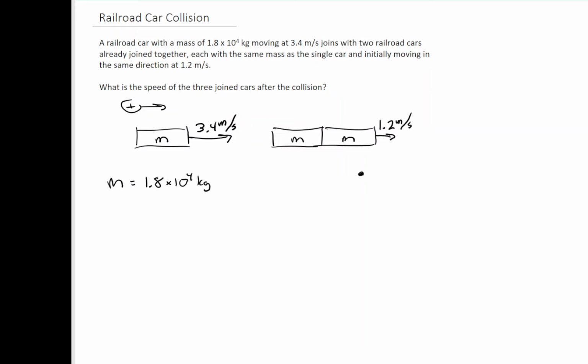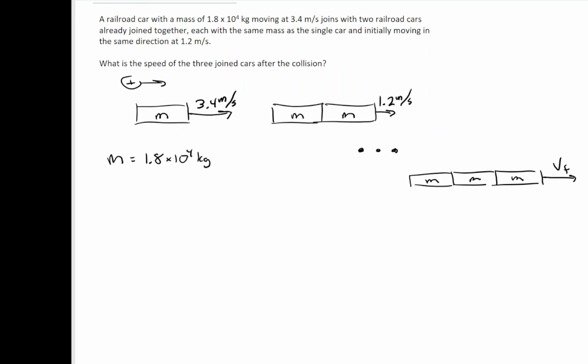So I'm going to draw my dot, my therefore, my after the collision. I've got limited space on the right side with this long train. But I'm going to put all three together. They're stuck together, and they're going to have a new final velocity. All right, and this is all three M's.